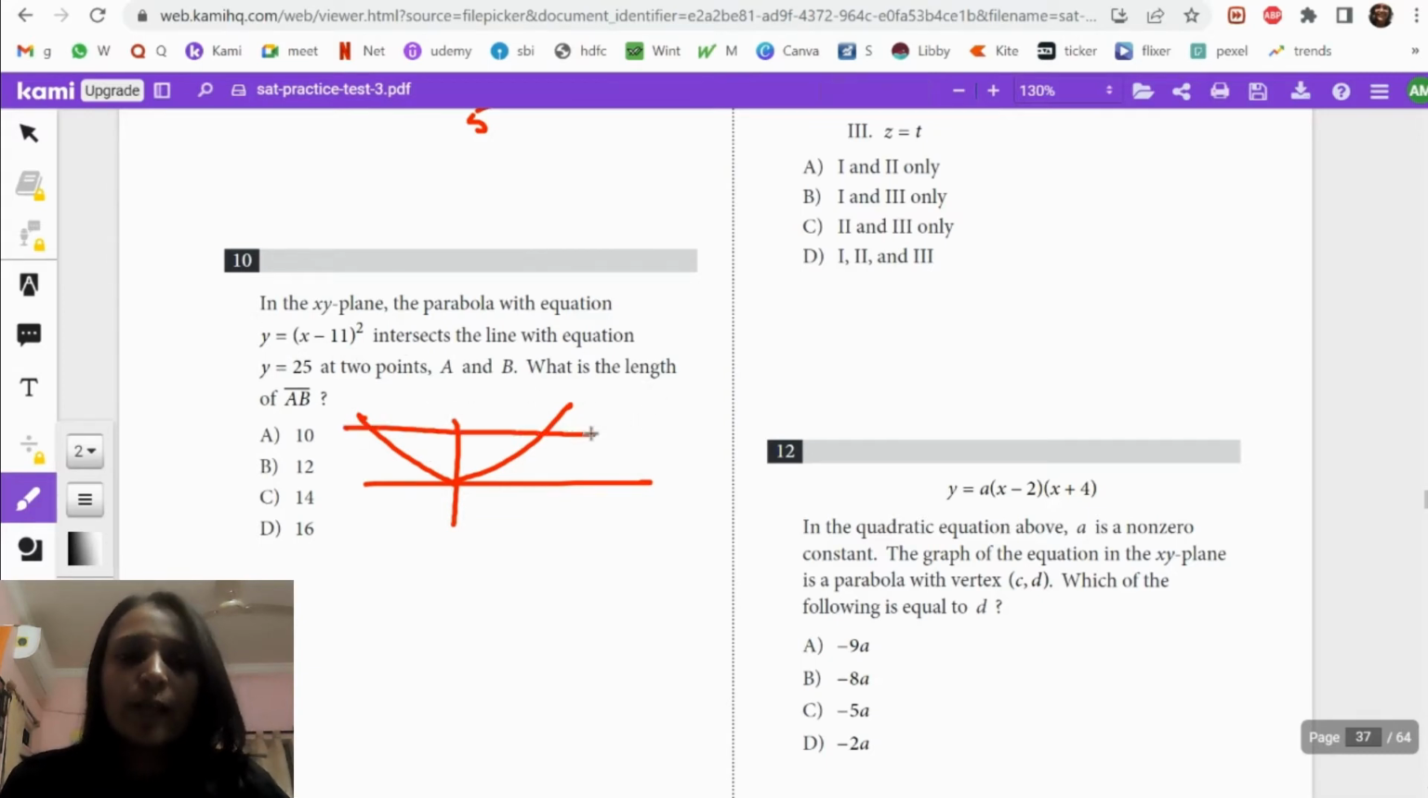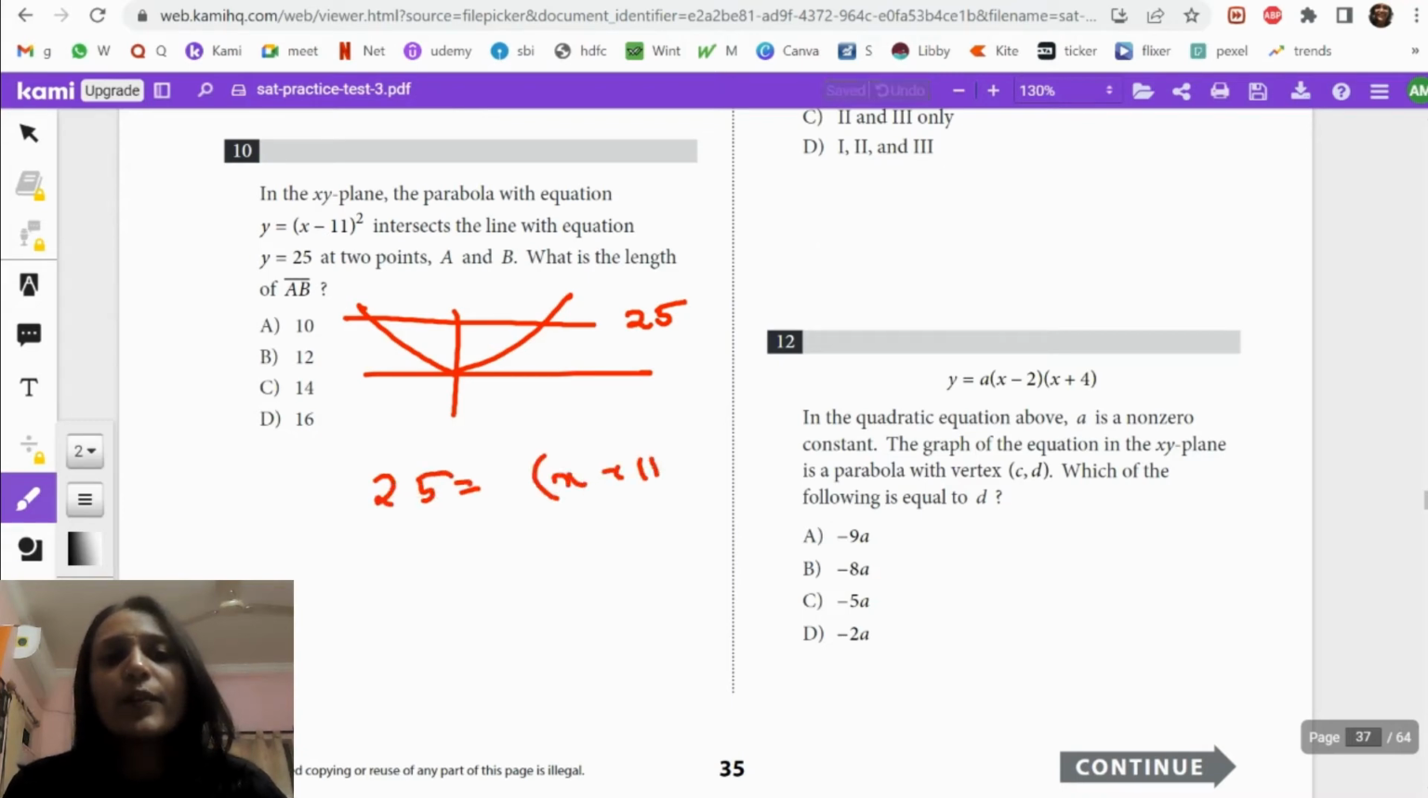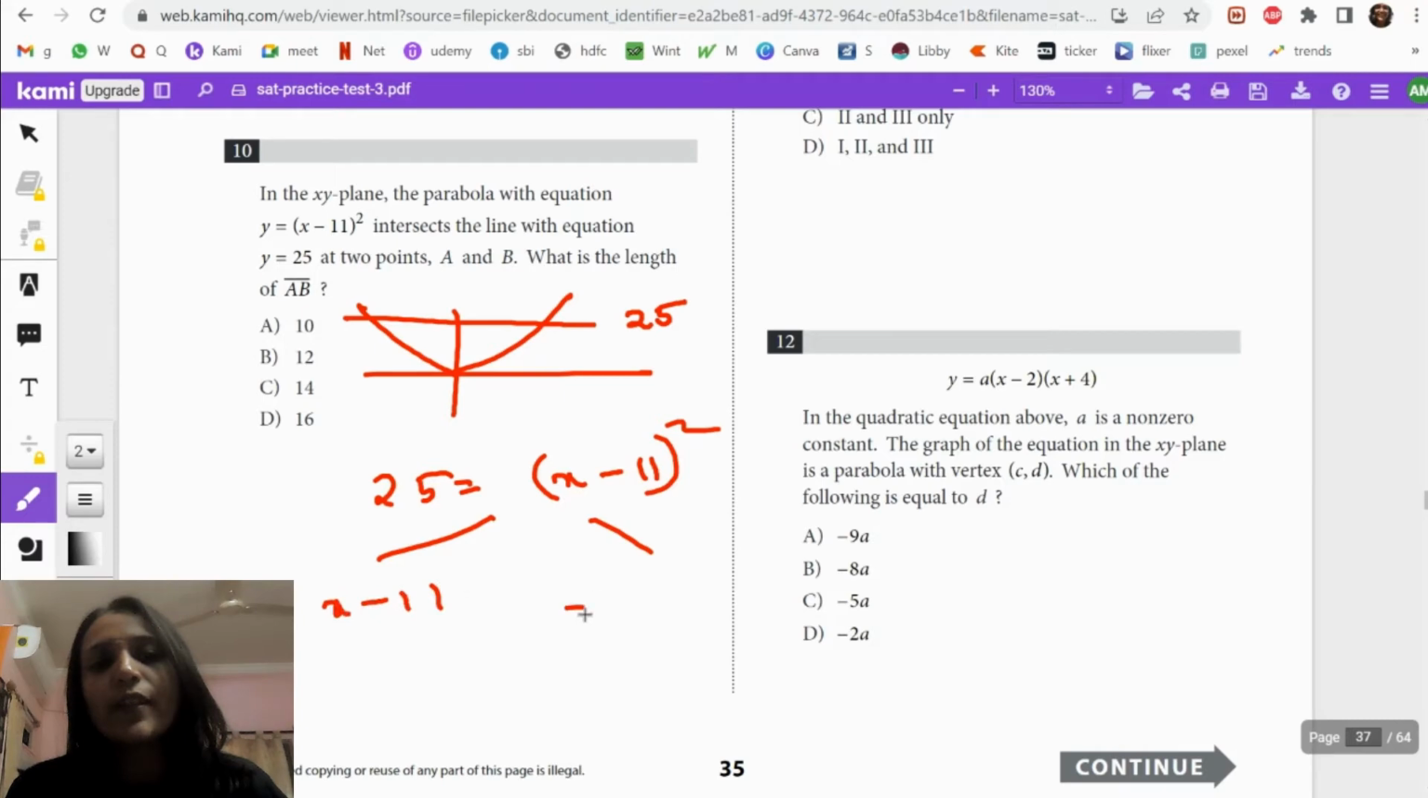Now let's draw y equal to 25. So this would be 25. So let's try and find out the 2 points. So 25 is equal to (x minus 11) whole square. And I'm going to find the square root. So I'm going to get two equations. One is 5 is equal to x minus 11 and the second one would be minus 5 is equal to x minus 11. So here we are going to get x is equal to 16, and the second one is going to be 11 minus 5, which is 6, is equal to x.